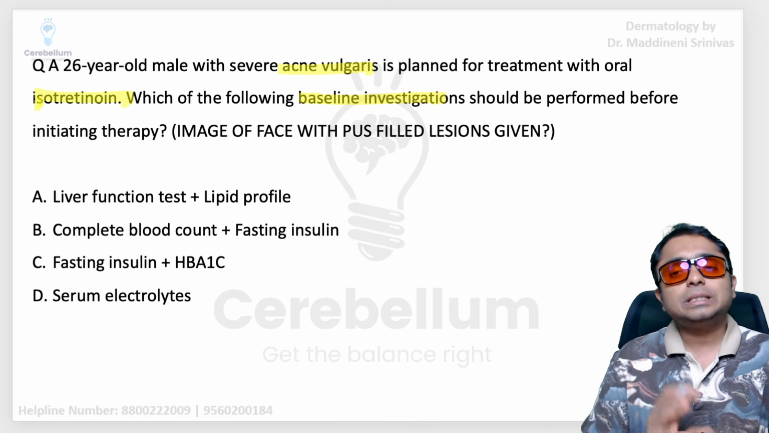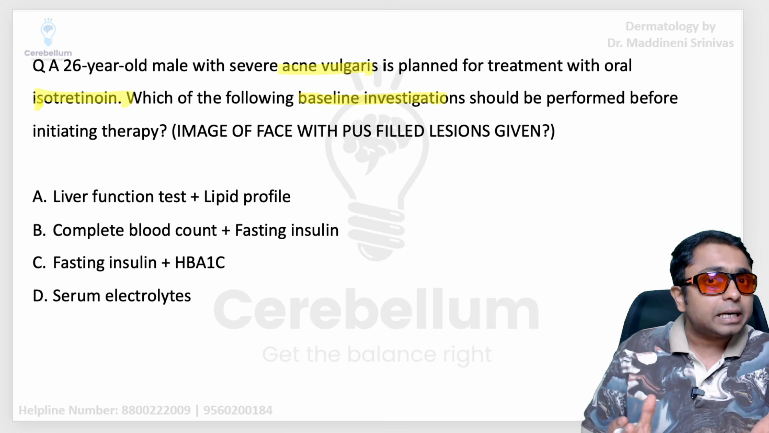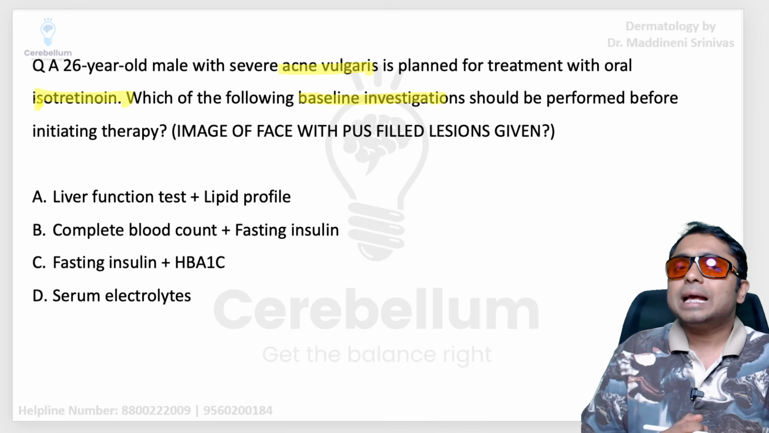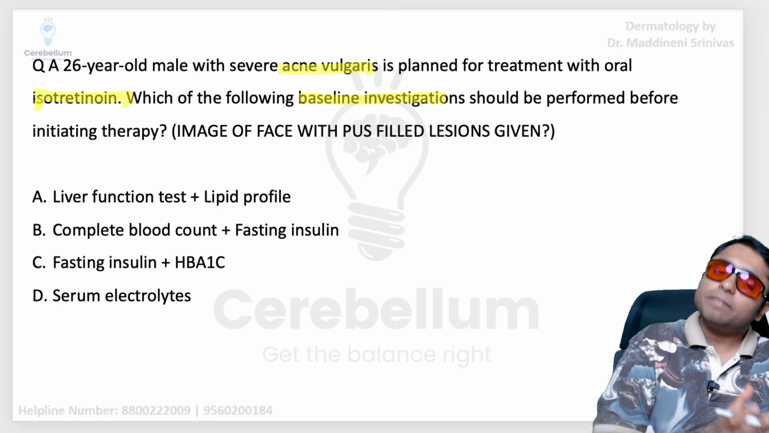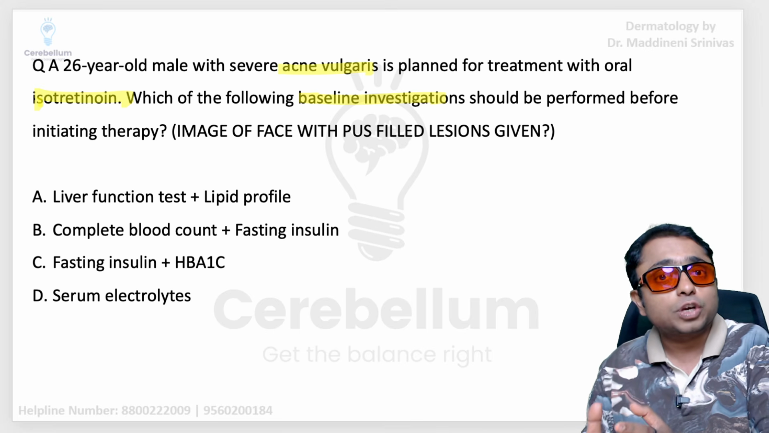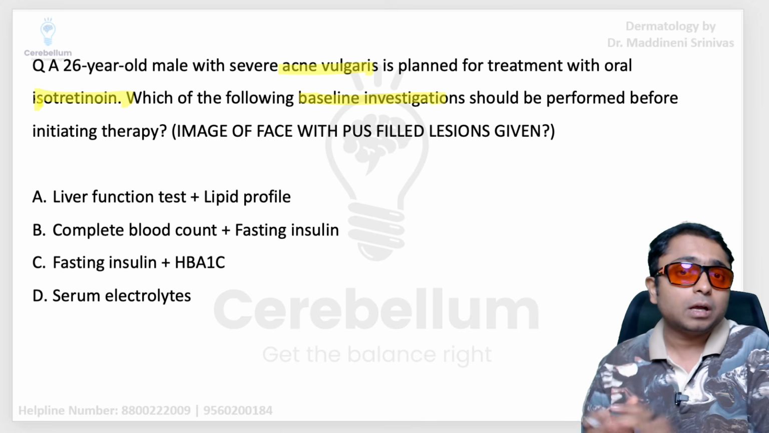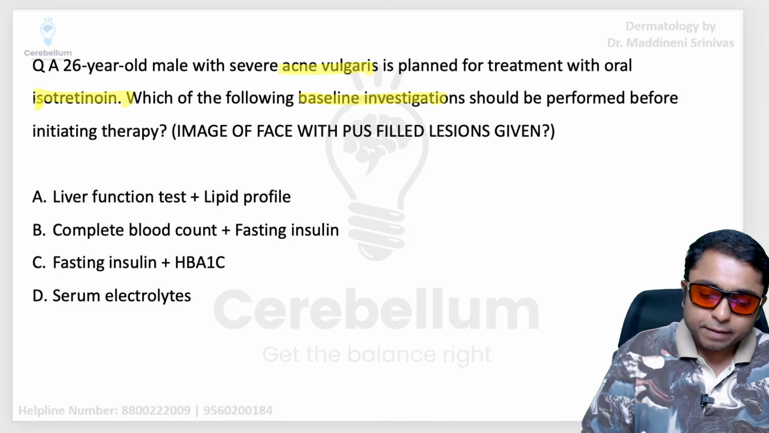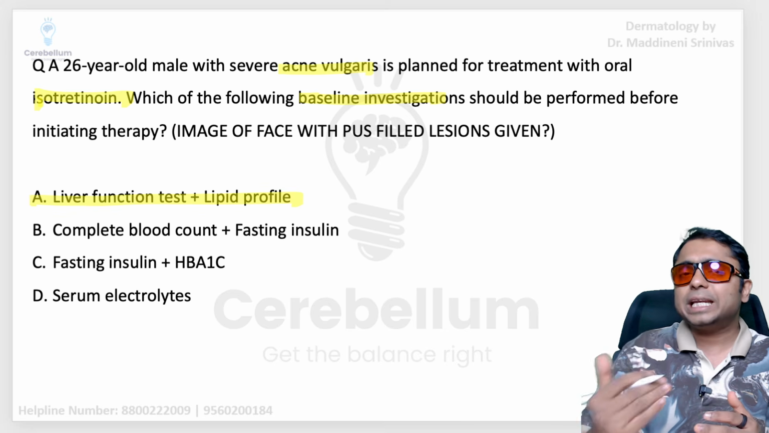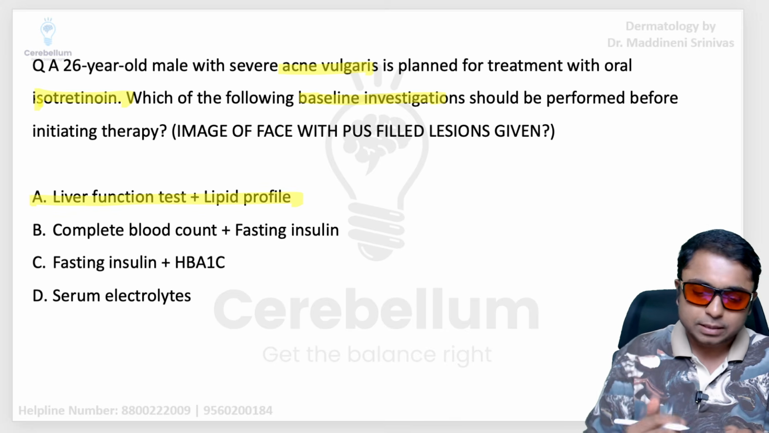So remember, dear students, isotretinoin and acitretin are retinoid group of drugs, and these can cause derangement in the liver function, and also they can cause hypercholesterolemia and hyperlipidemia. So we have to perform the liver function test and also do the fasting lipid profile before initiation of the isotretinoin. So answer is going to be option A.